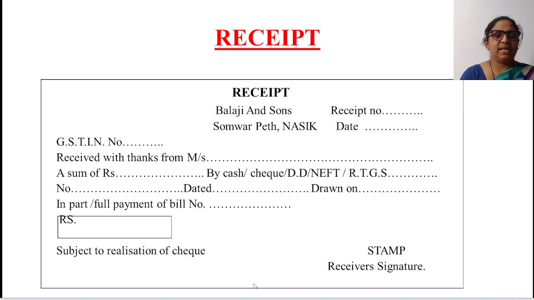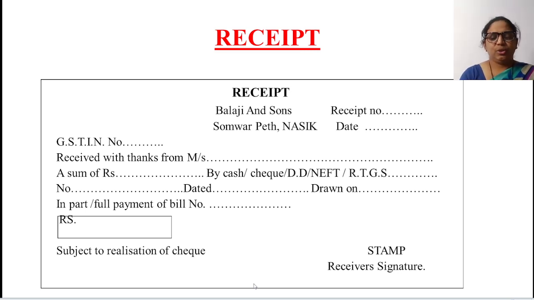Then you will come down to the next line. On the left hand side, you will write the GSTIN number. This is very important. Then you will write, received with thanks from Messrs, dash, a sum of rupees, dash, by cash/cheque/DD/NEFT/RTGS. If it is paid by cheque, or it's cash, or it's a DD demand draft, or it's NEFT or RTGS, then cheque number, dash, dated, dash, drawn on, dash. Next line, in part/full payment of bill number, dash. Then on the left hand side is the rupees column. Below that you have to write, subject to realization of cheque. And on the right hand side, down, you will have a stamp and the receiver's signature will be there. Okay, this is the format of a receipt.